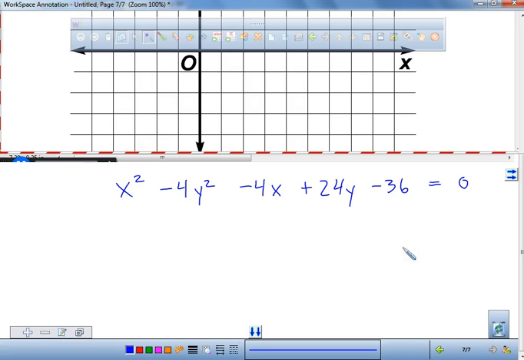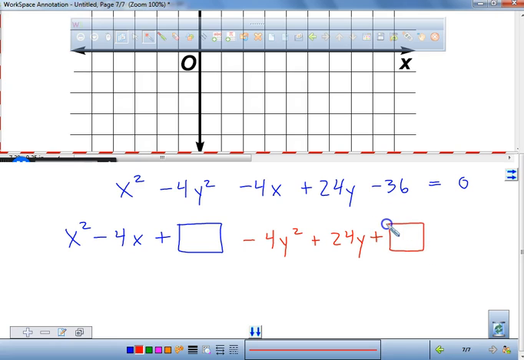So we need to know how to complete the square so we can build. We're trying to build an equation out of this. So the first thing you do, I know it's going to be a little awkward, but right now I need you guys to get all of your x's together right here. You're going to put an empty space. Now we're going to get all our y values together. We have a minus 4y squared plus a 24y plus, I'm going to put a square right there.